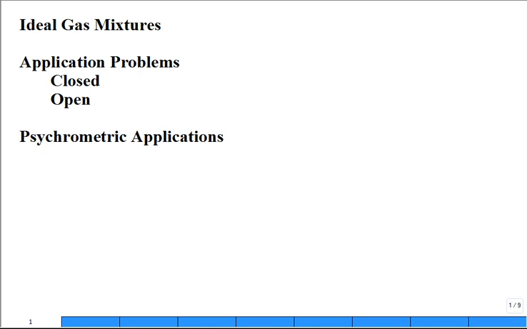Ideal gas mixtures. A mixture is made up of something like carbon dioxide, maybe oxygen, maybe nitrogen, maybe argon, and it's going to do the same things that we have had pure substances do. Maybe it'll undergo a process in a closed system. Maybe it'll be compressed or expanded or heated. Or it could flow through a component.